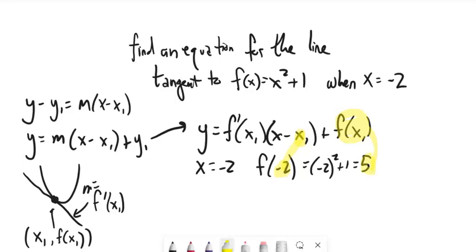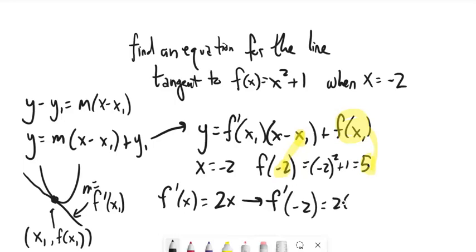That's the coordinates of this point. And then I just need the slope. So I'm going to take the derivative, f prime. In this case, pretty straightforward, 2x. So the slope of the line when x is -2 is -4.